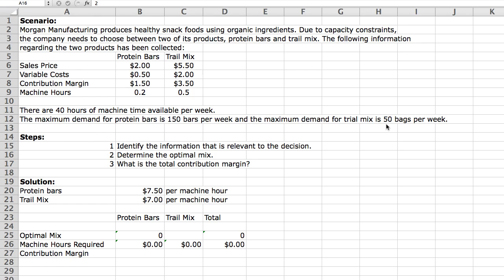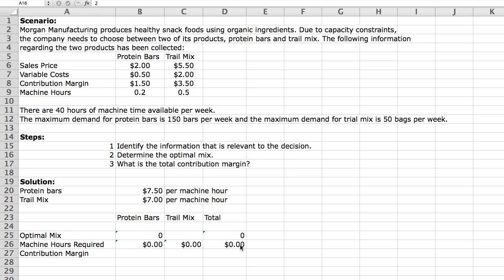Once you've selected whether you're going to move with either protein bars or trail mix based on the percent contribution margin, then I would maximize the demand for that product and determine how much machine time it is going to take to manufacture the maximum available demand. If you have anything left, less the 40-hour available, then I would factor in the second product.